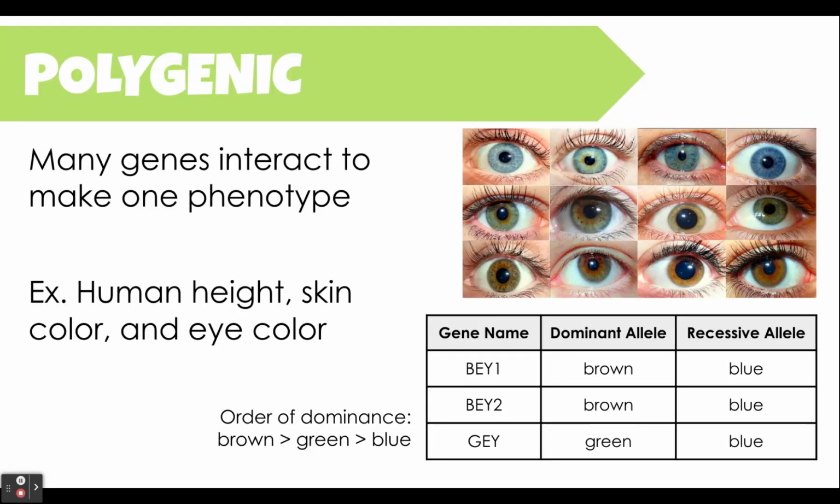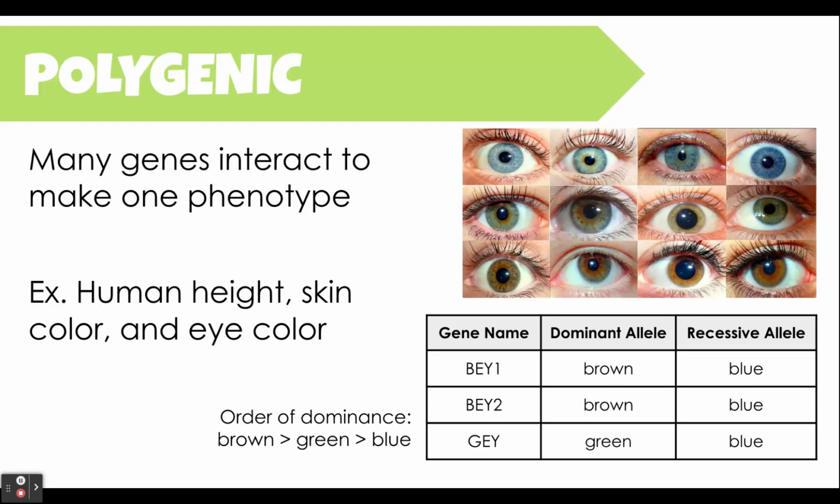And then the last type of complex inheritance is called polygenic traits. So poly in Latin meaning many, genic referring to genes. So this is where we have traits where many genes are interacting to create one phenotype. So this is where we see those more spectrum traits like height, skin color, eye color. There are many different genes that are dictating what phenotype you're showing.